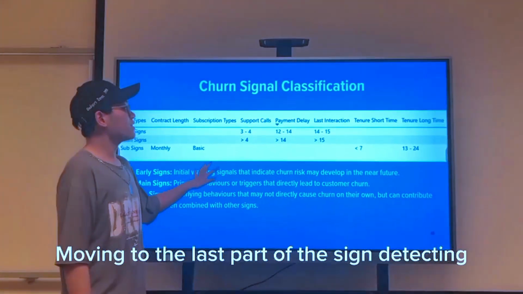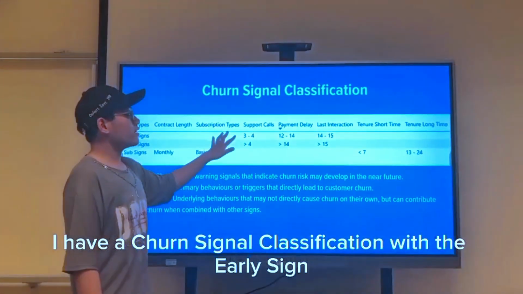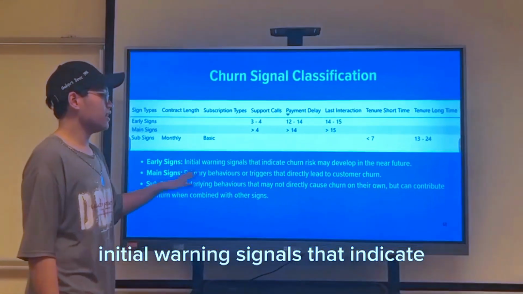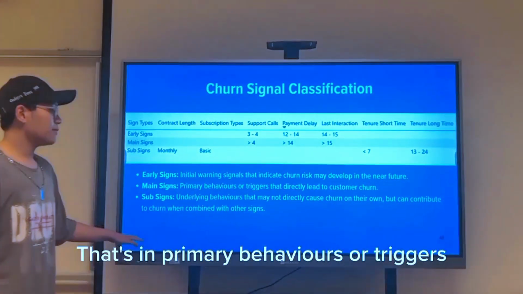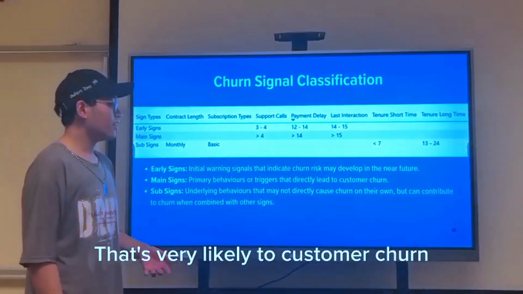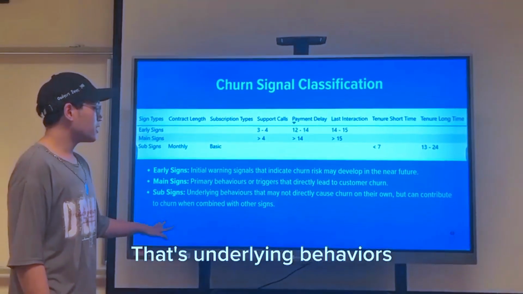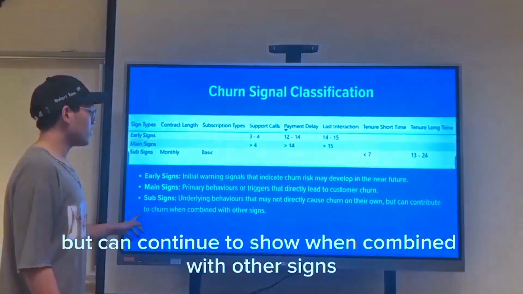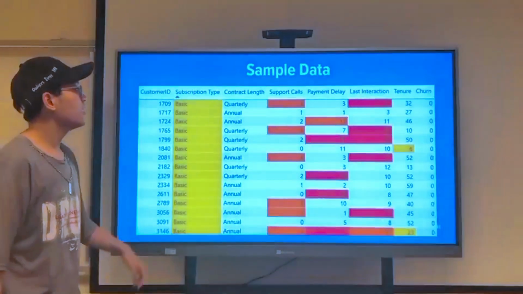Moving to the last part, the sign detecting, I have the churn signal classification. The early sign is an initial warning signal that indicates churn risk may develop in the near future. The second one is the main sign, a primary behavior or trigger that is very related to customer churn. And the final one is the sub sign, an underlying indicator that may not directly cause churn on its own, but can contribute to churn when combined with other signs that I have commented on before.